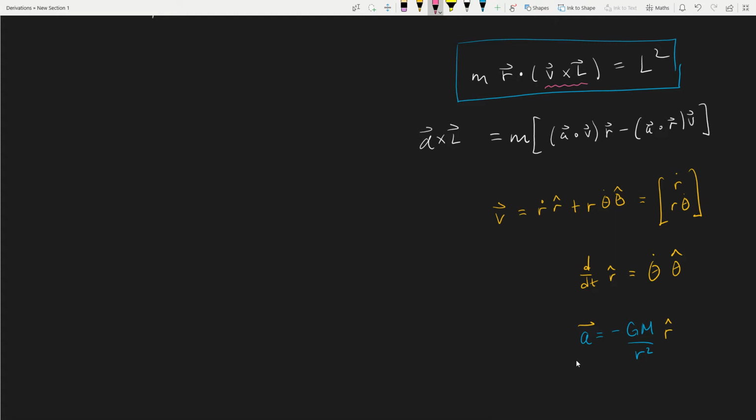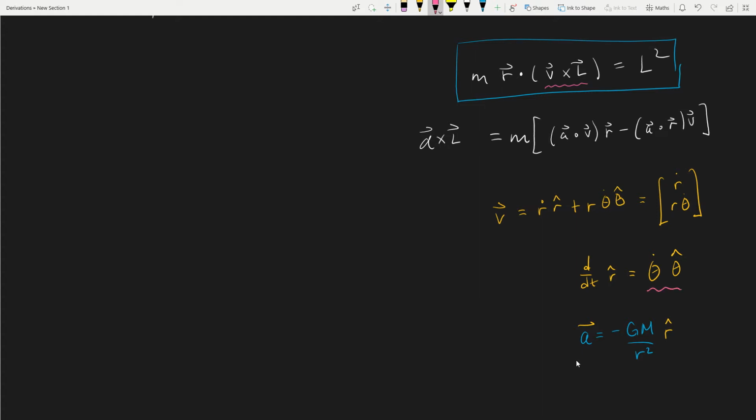So we're trying to find V cross L, and I told you we're going to get A cross L first. It doesn't make sense, but right now we're going to get A cross L first. It is going to become apparent soon why this helps us. We then developed the vector V in polar coordinates, and then we figured out that the time derivative of R hat is equal to this quantity. This will be useful in a minute.